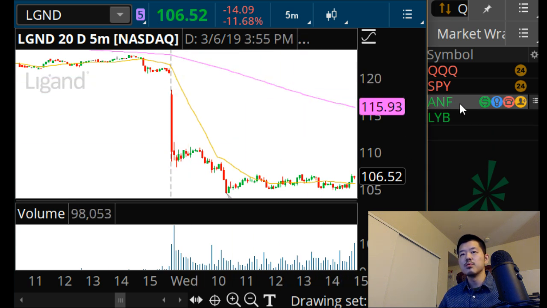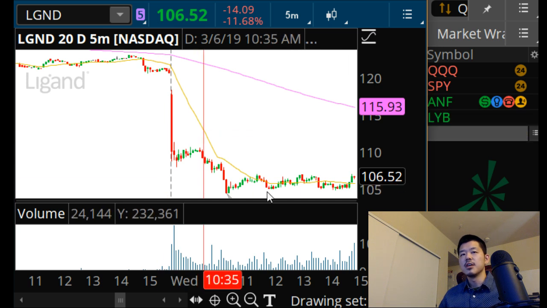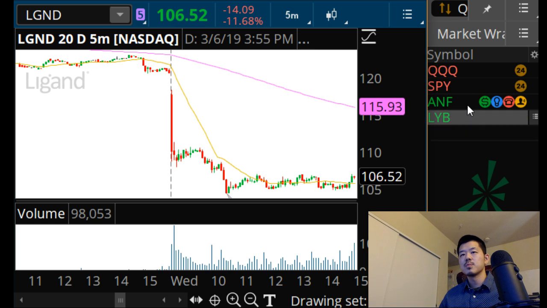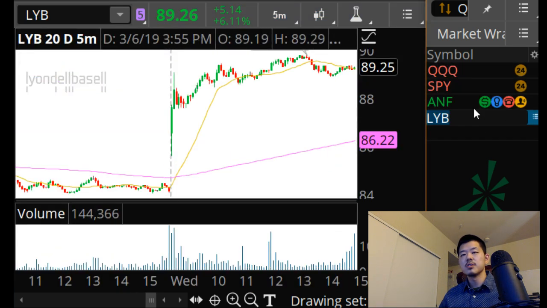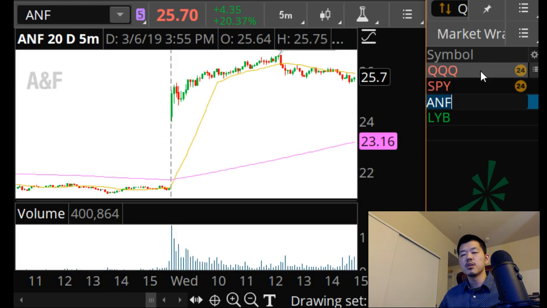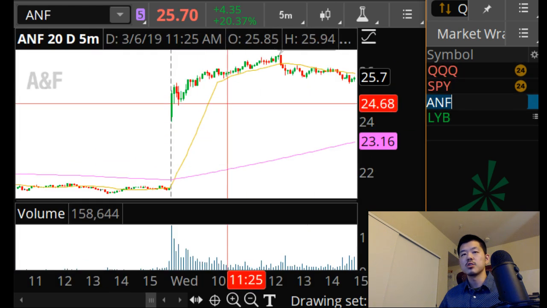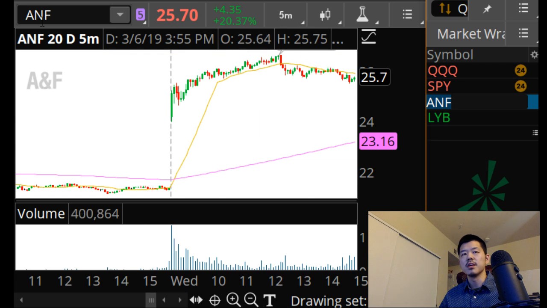But yeah, I only gave numbers on the ANF and the LYB. The TSG I did put numbers out, but it never triggered. And so that was pretty much it. So, these really stood out. Market was showing weakness, and these were showing a lot of strength. So you can see the follow through that they got.